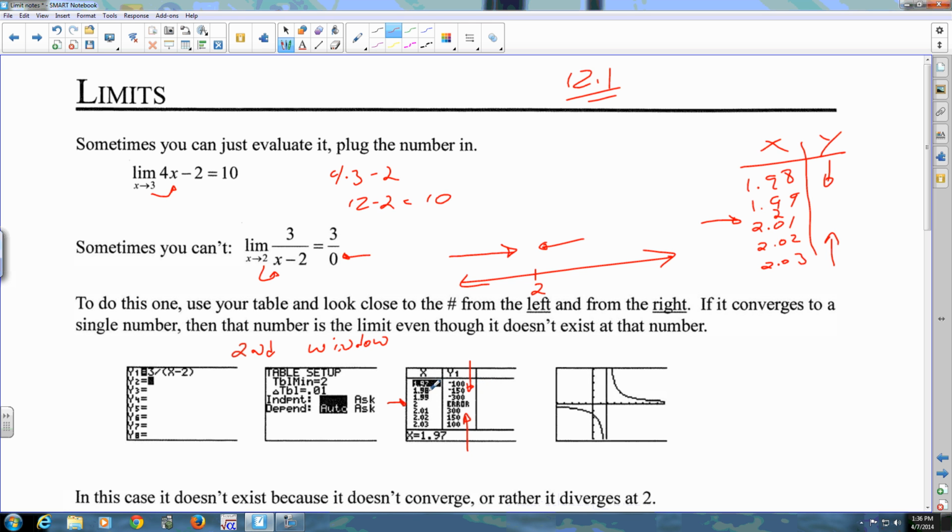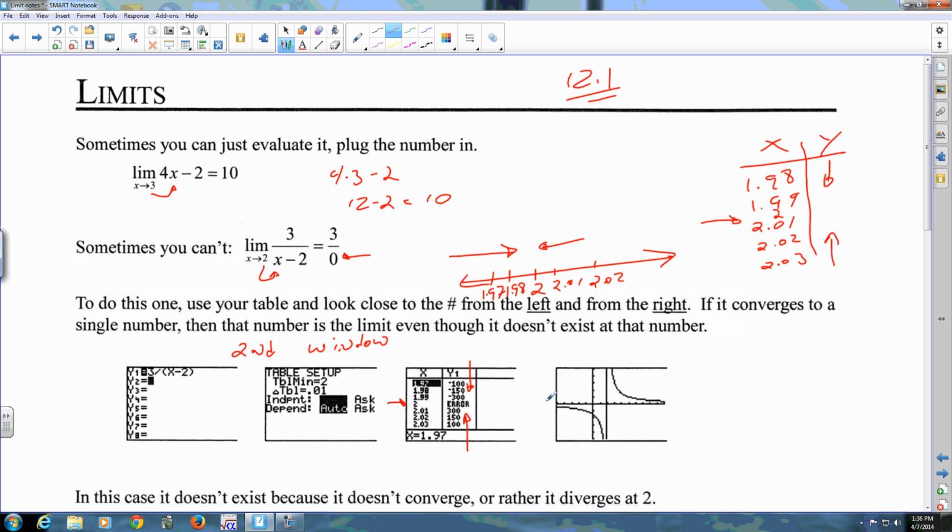Okay, this is the left side. If you were to take this and lay it on its side, 1.97 is over here, 1.98, and so on. And like 2.01, 2.02, and so on. So this side is from the right, this side is from the left. Are they converging to the same number? No, they're not. Even if these were positive, or even if these were negative, infinity is not an answer.